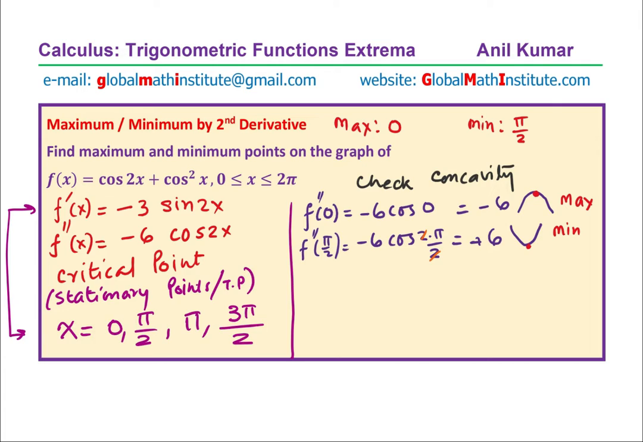So continue. Plug in pi now. Minus 6 cos of 2 pi. Cos of 2 pi is 1, so we get minus 6 again. And so we have a maximum, correct?